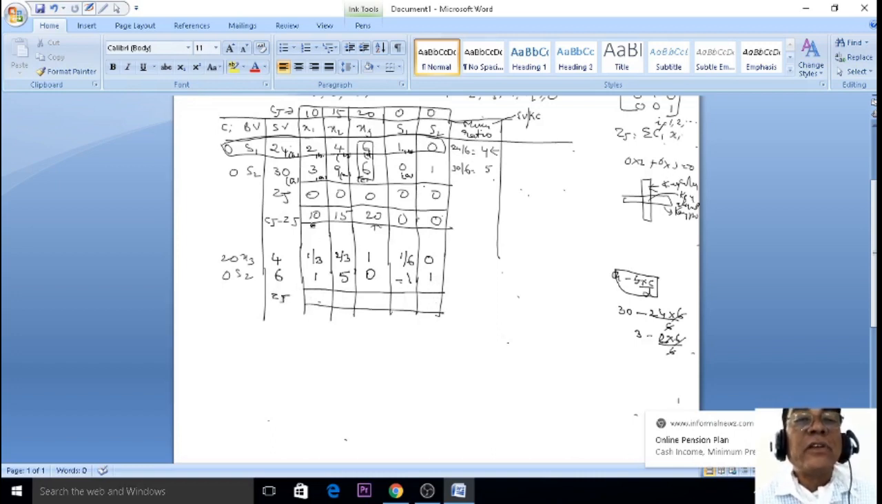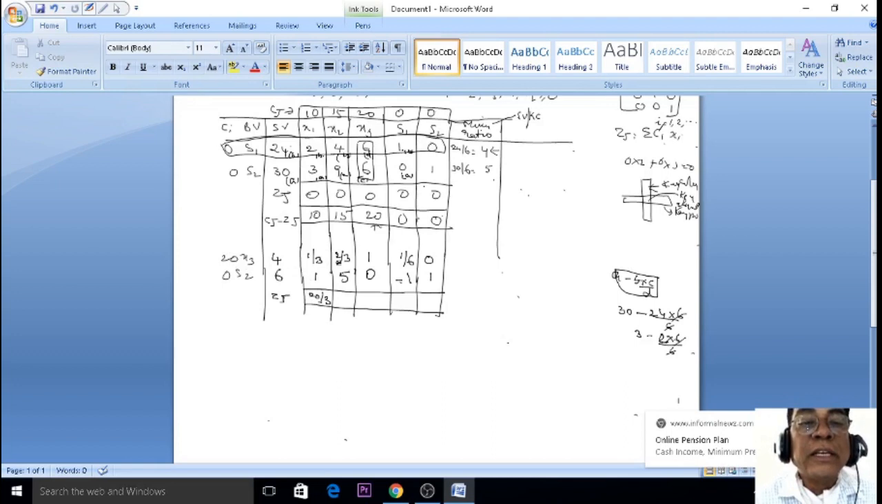So what are the Zj values here? Same. See the Zj value: sigma Cb into Xi, where i is equal to 1, 2, 3, 5, etc. It means 20 into 1 by 3 plus 0 into 1, that is 20 by 3. Don't convert into decimals. Always give first preference to fractions.